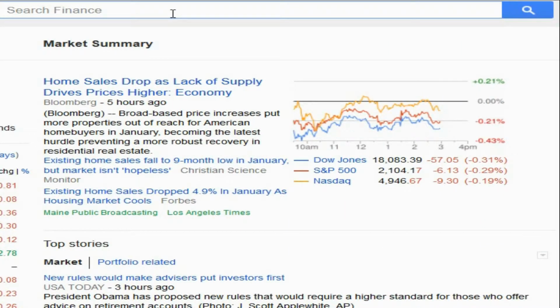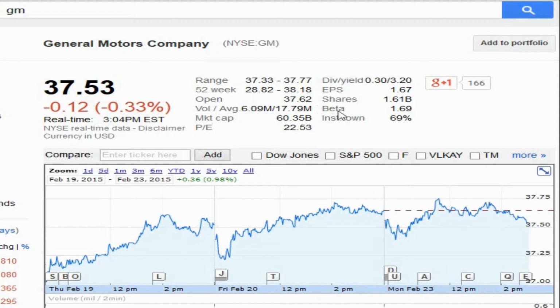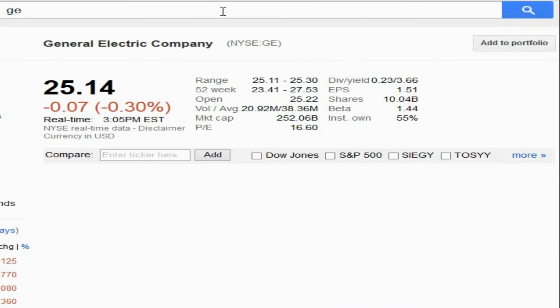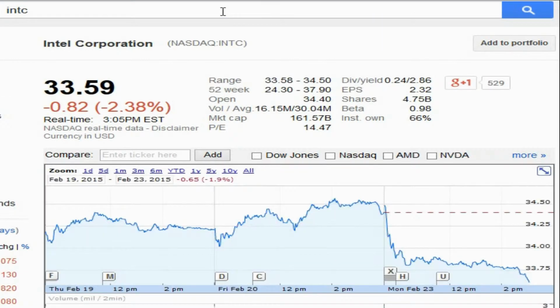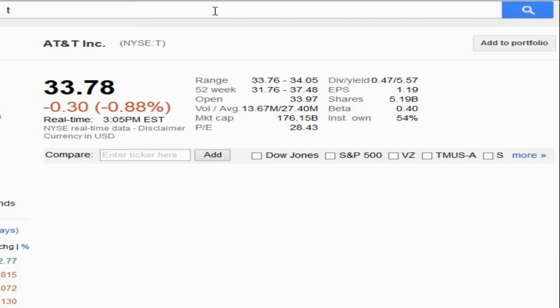You find the beta by using regression analysis, but you don't have to do that. You can just go to Google Finance and type in your ticker, and there it is, already calculated for you. So GM would have 1.69, so that's above 1. GE, also above 1. Telecom will have a low one, so there's AT&T at 0.4.